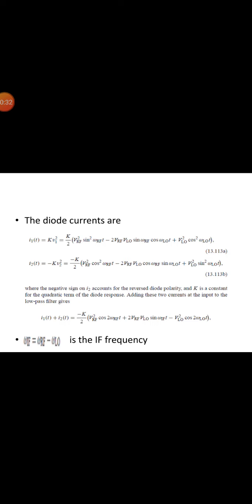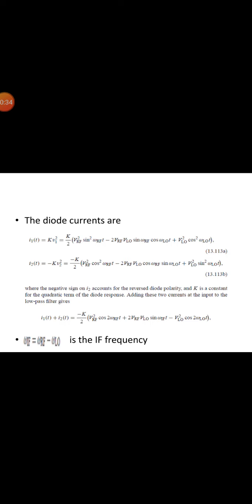So the total RF and LO voltages applied to the two diodes can then be written as V1 of t equals 1 by square root of 2 into VR sine omega R t minus VLO cos omega LO t. And similarly V2 of t is equal to 1 by root 2 into minus VRF cos omega R t plus VLO sine omega LO t.